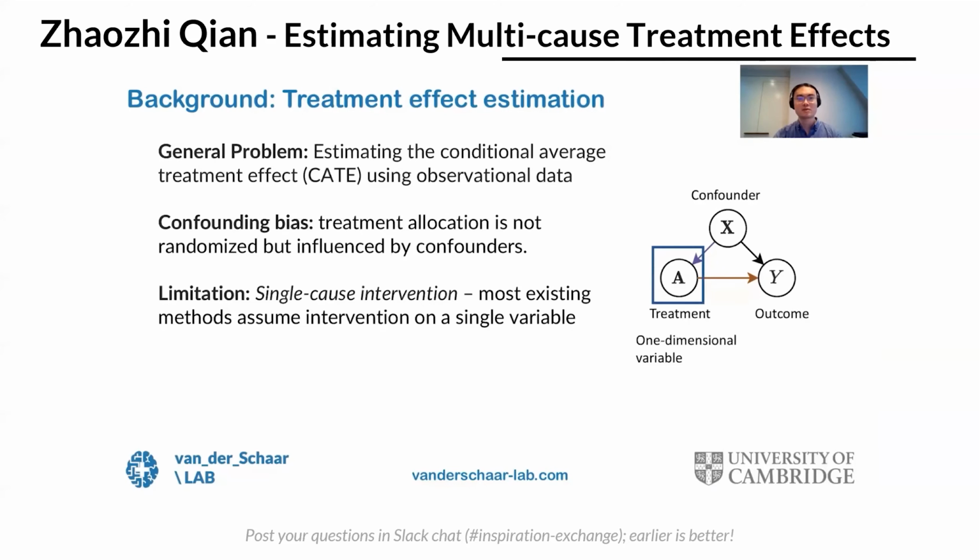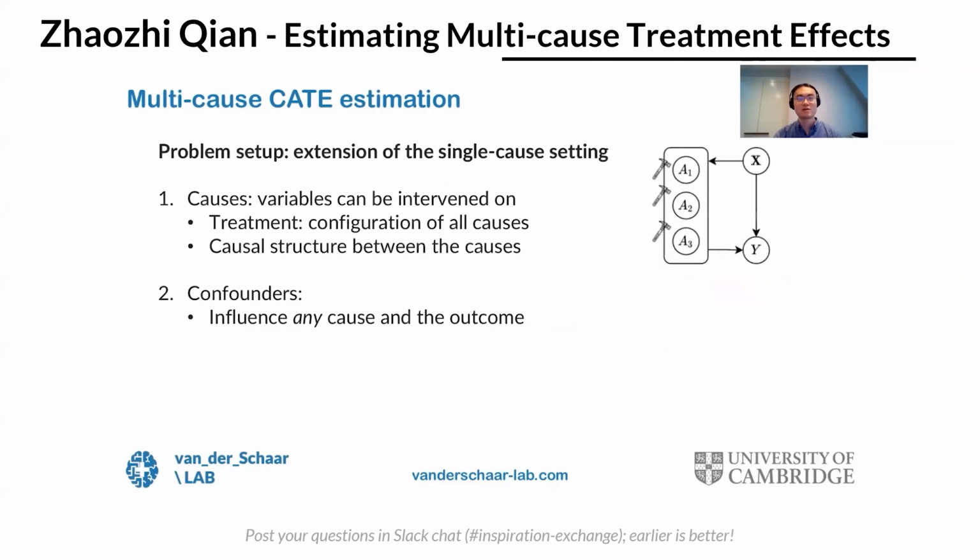The conventional problem setting only considers the single-cause intervention, where only one variable can be intervened on. Here, the variable A is one-dimensional, and we represent the usage of a single medication. In this work, we tackle the problem of multi-cause CATE estimation. The multi-cause setting is a natural extension to the conventional single-cause setting. Here, multiple causes, A1, A2, up to A3, can be simultaneously intervened on, and the treatment is determined by the configuration of all causes. An example treatment can be to use the medication A1 and A2, but not A3.